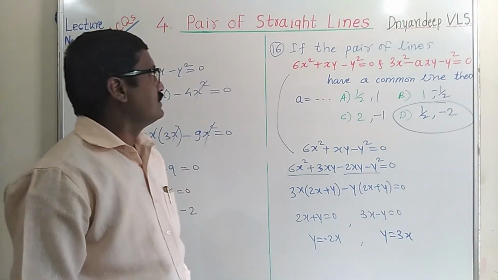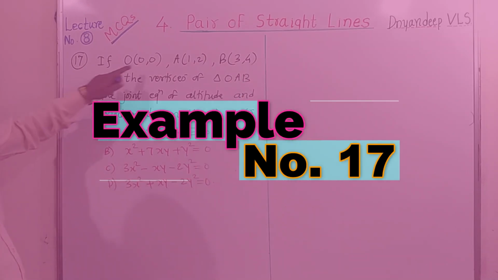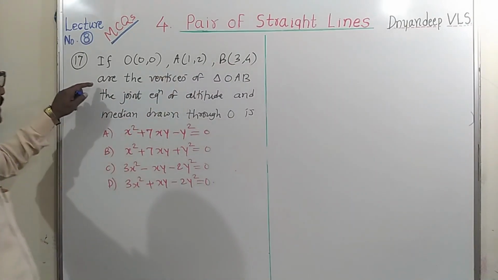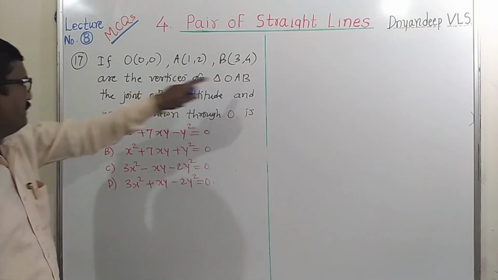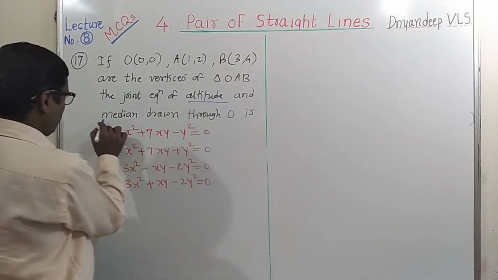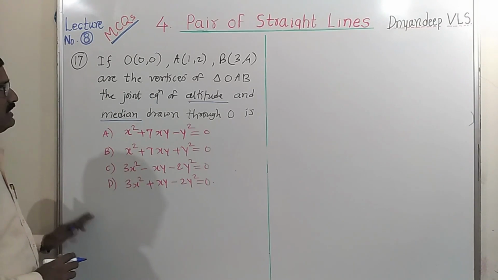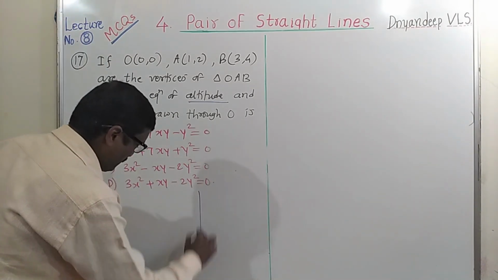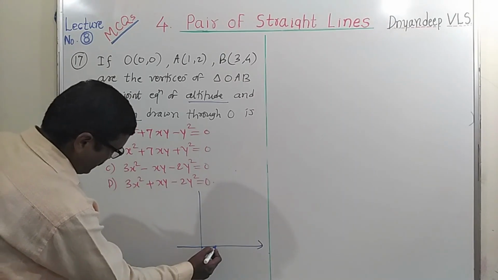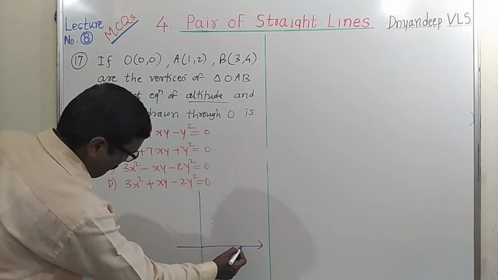Okay. Now see example number 17. Now see this second last example. If origin O (0, 0), A (1, 2) and B (3, 4) are the vertices of triangle OAB, then the joint equation of the altitude and median drawn through O is. These are four options. Okay, let us see a small figure here for better understanding. O is here, A is (1, 2), B is (3, 4).